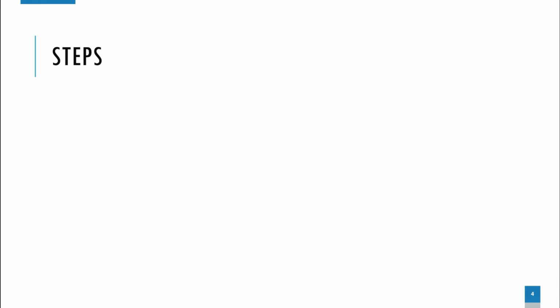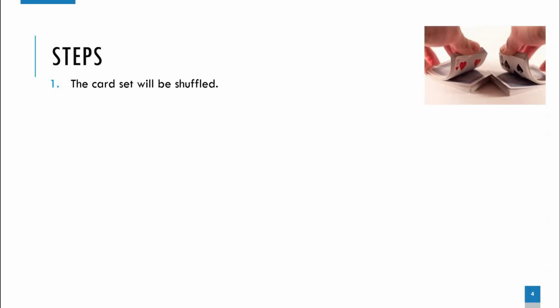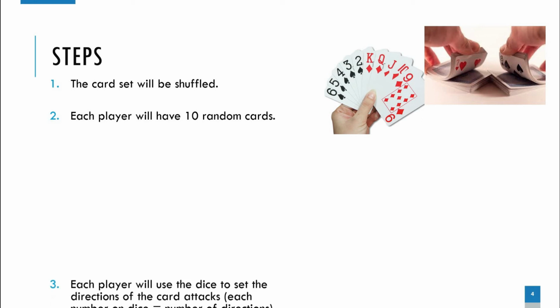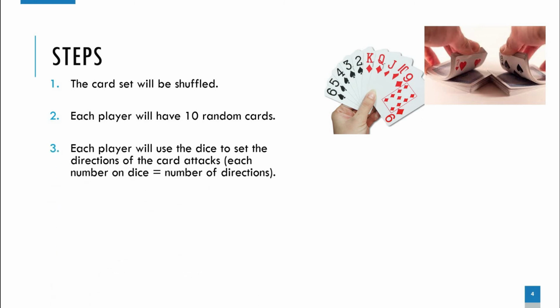So for the steps, we set all the cards, then we shuffle them. After that, each player will have 10 random cards. So we will divide the cards among the two persons only who are allowed to play this game. After that, we will have the dice for each one, and we will start to roll the dice.